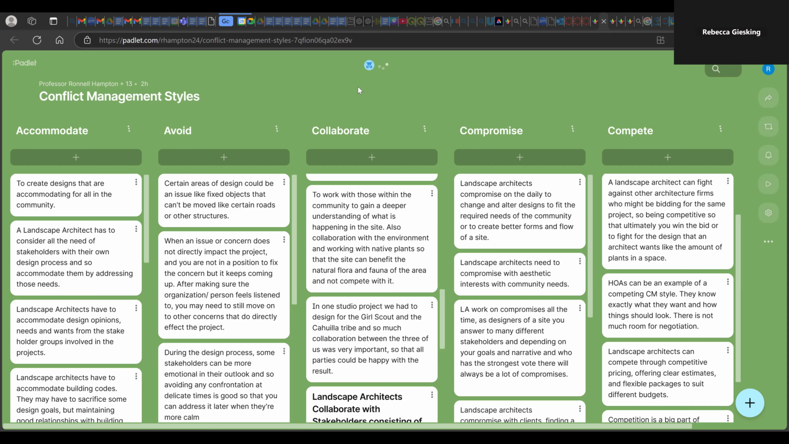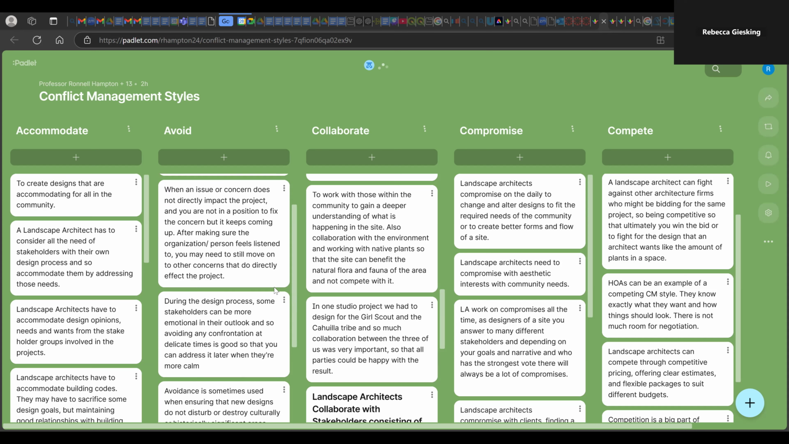I can share mine. Awesome. I put when an issue or concern doesn't directly impact the project and you're not in a position to fix it, but it keeps coming up. After making sure the person or the organization feels listened to, you may need to move on to other concerns that directly affect the project. Yes, yes. And that may mean that that component can't move forward, right?